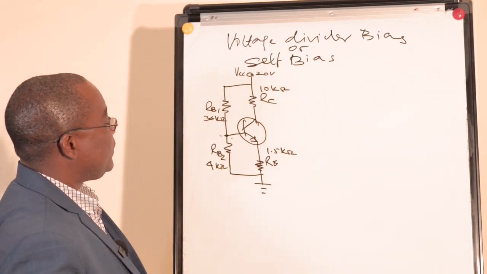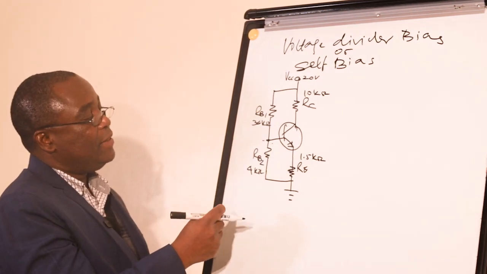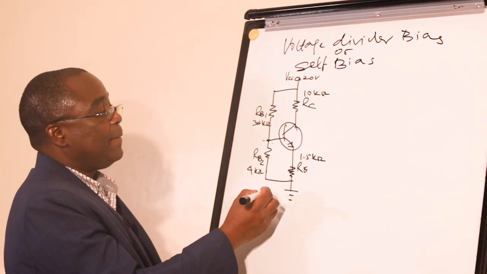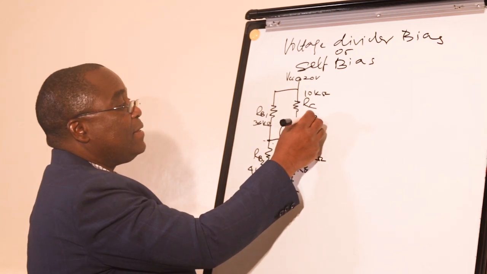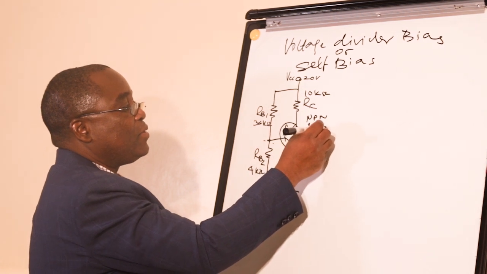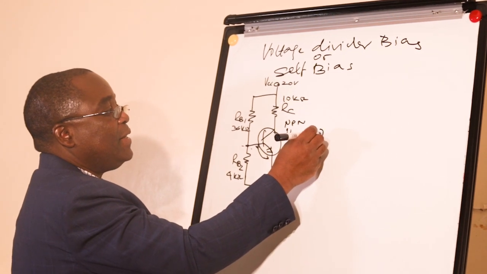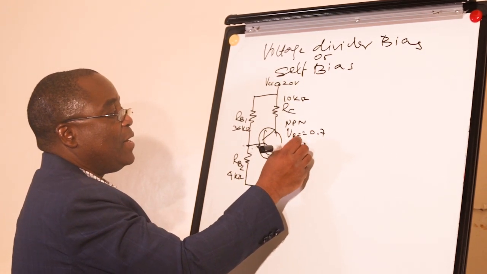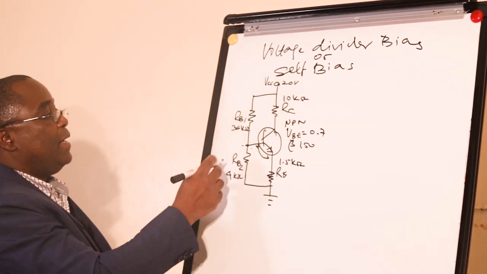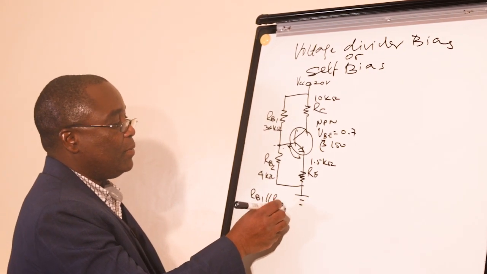This is our voltage divider because it divides here. Voltage divider bias circuit. This is an NPN silicon transistor, so VBE is equal to 0.7. We start with the beta of 150. RB1 is parallel to RB2. These are parallel.